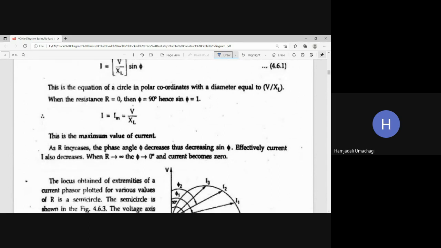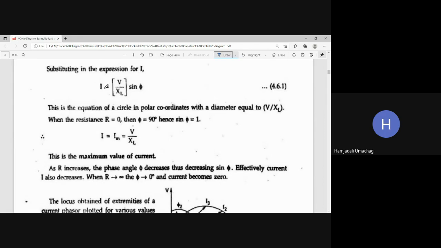As R increases, the phase angle decreases, and thus sine phi decreases. As we keep on increasing the resistance, the phase angle starts to decrease, and proportionally sine phi will decrease. If sine phi decreases, then automatically current will decrease, because if resistance is increasing, current starts to decrease as sine phi is decreasing. So sine phi decreasing means current I also decreases.